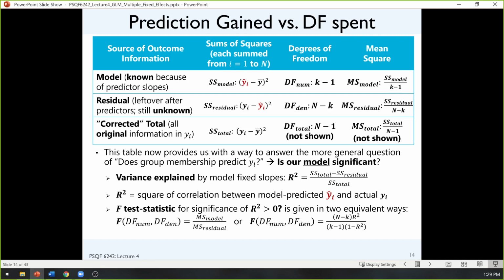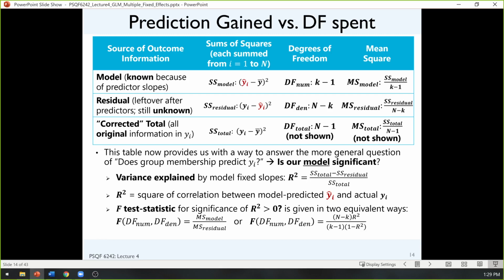Two different ways of saying the same thing. That's an effect size. We can get a significance test for that R squared by taking the mean square for the model and dividing by the mean square for the residual. So the ratio, what you know over what you don't know yet, is the idea. And that ratio forms a new test statistic known as F. So that's the last one we have to meet this semester.